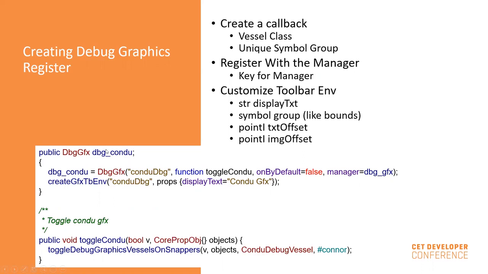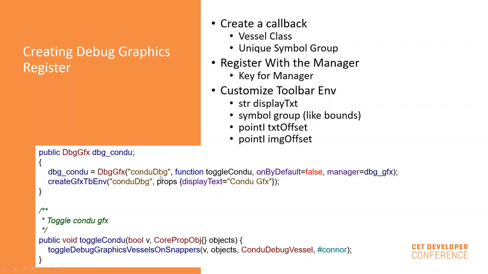So I can call that from code, or I can click in the toolbar. So this debug graphics, you're going to choose a key, which I chose as condo debug. I gave it my function, which I call toggle condo. On by default is false, and most of these are going to be false by default, just by nature of them being debug graphics. And then the manager is debug underscore graphics. And so when you create this debug graphics object, it's going to register it automatically with the manager and add itself to the toolbar with the little name condo debug.